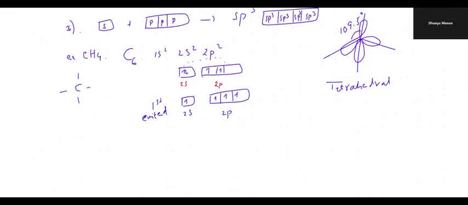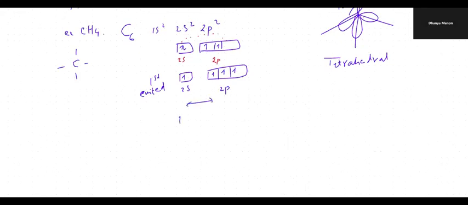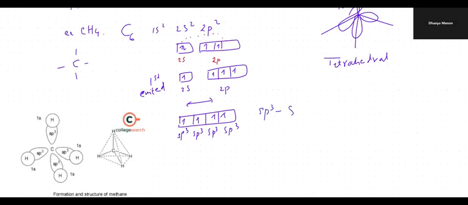So they will intermix and I get how many hybrid orbitals? 1, 2, 3, 4. sp3, sp3, sp3, sp3. 4 hybrid orbitals, each having 1 electron. And each of these sp3 hybrid orbitals will form bonds with the s orbital of hydrogen. And we'll get what shape? Tetrahedral with a bond angle of 109.5 degrees. So I hope it is clear.